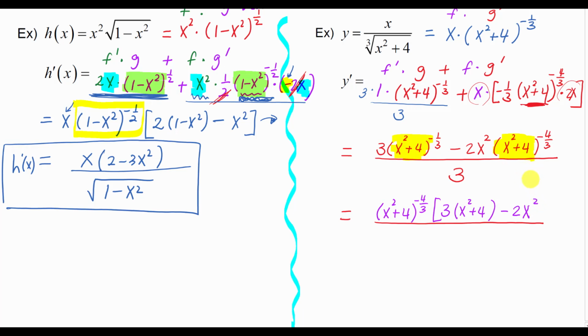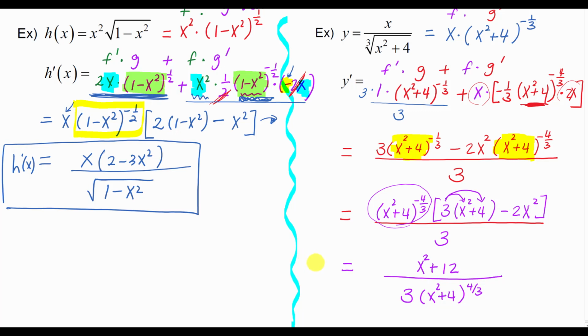And (x squared plus 4) to the negative 4/3 power is all out, so over 3. So you just have to clean the bracket inside. My bracket is 3x squared minus 2x squared, which is x squared, plus 3 times 4 is 12. And then I had a 3 in the bottom. And this is a negative exponent, so you need to send it to the denominator. When you send it to the denominator, it turns into a positive exponent of 4/3. So that will be our simplified derivative in a single fraction.